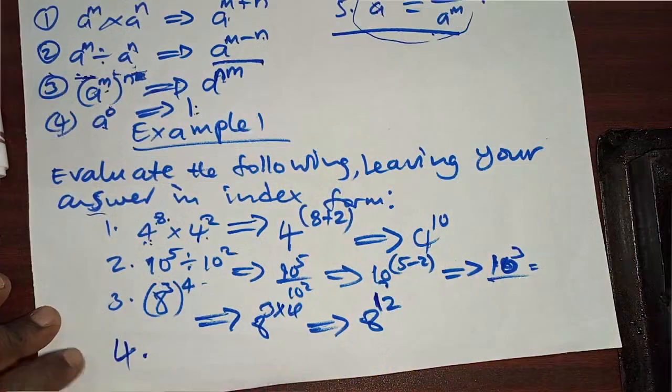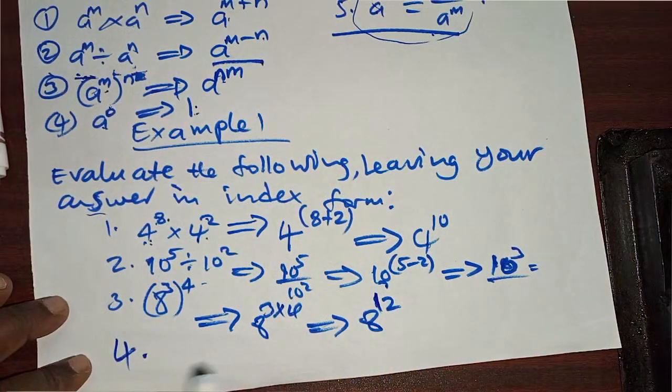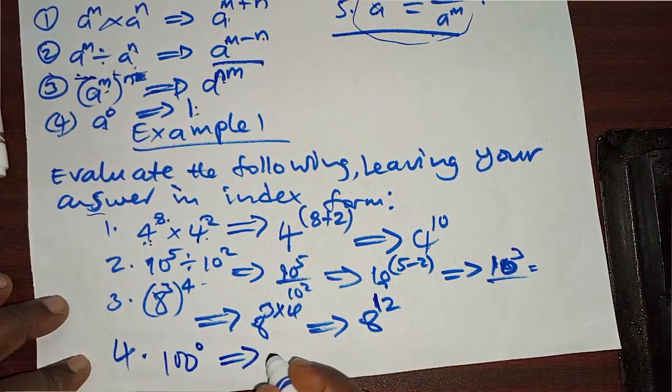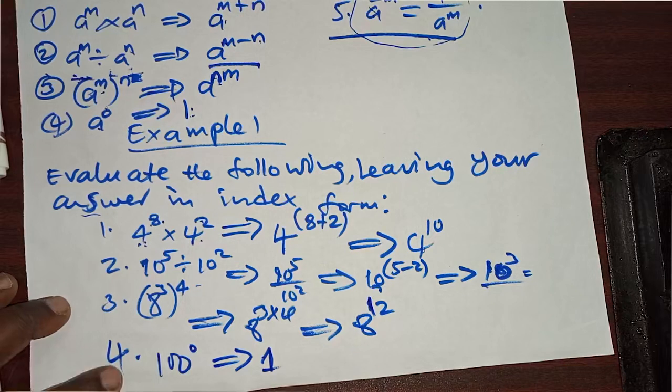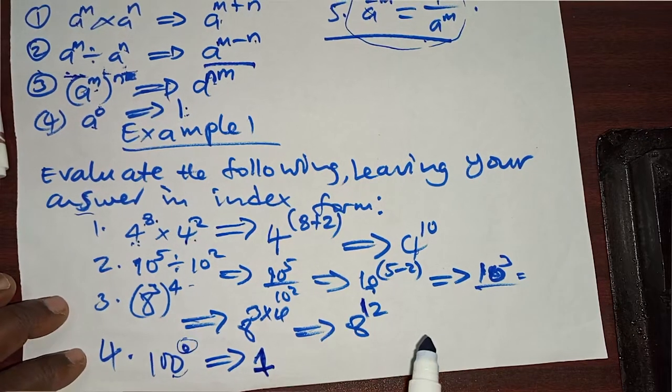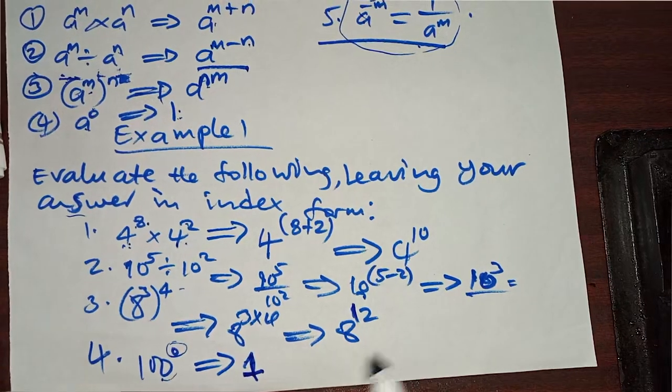So this gives us 8 to the power 12. So these are some of the basic laws. Maybe we may also have number 4, say 100 to the power 0. That one gives us what? 1. As long as the base is not 0, if a number has been raised to the power 0, everything yields 1. So we get 1 there.